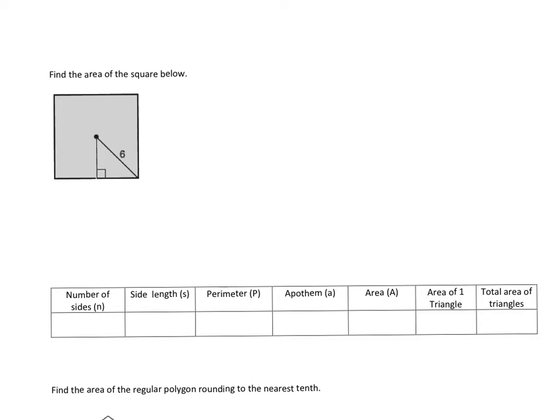Hey, it's a square. We love squares. That's just base times height, except wait, we don't have the base, we don't have the height. A square is a type of regular polygon, so I can use my regular polygon formula to solve this. I don't know the side length, okay? I don't know the apothem. Remember, 6 is a radius here, not the apothem. But I do know the number of sides. So unfortunately on this one, the only thing I have here is the number of sides. I don't have anything else.